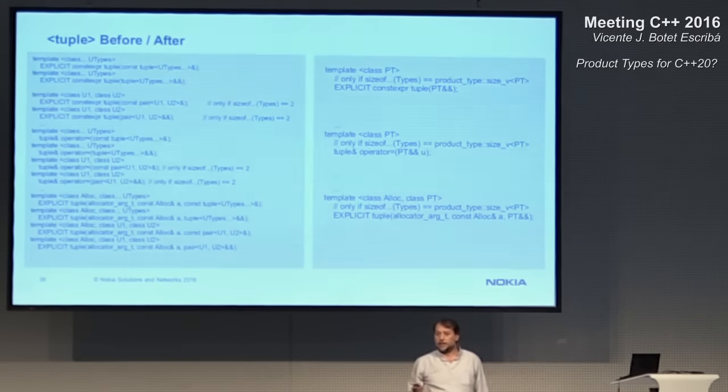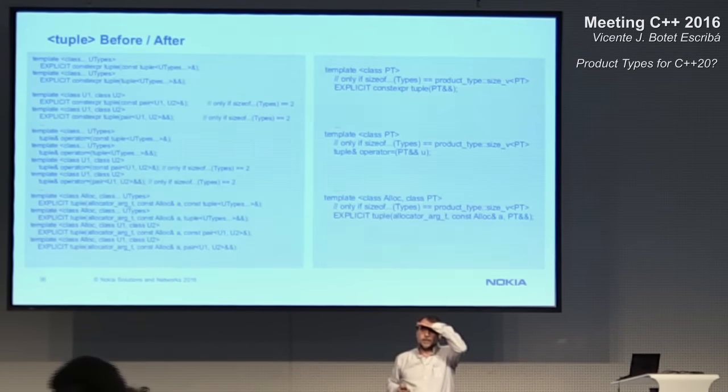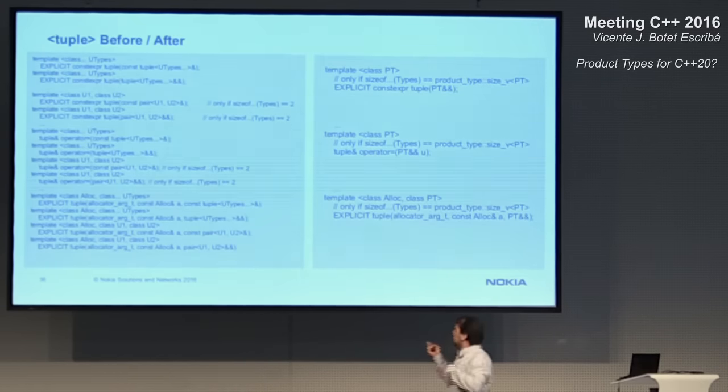Luis? You would still need to constrain on the fact that the elements of the tuple are constructible from the elements of the product type, because otherwise, if you try to assign, say, tuple int char bool and then a product type with std strings in it, it won't work. I have not added the constraint, but the types need to be constructible, either in this case, or in this one. Okay.